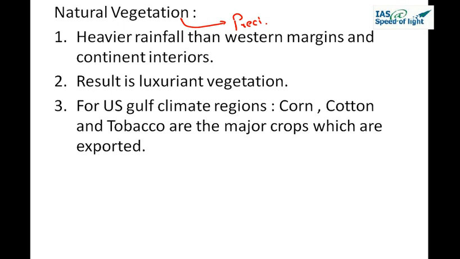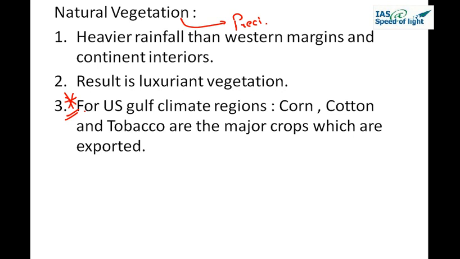So these margins, as we have already seen, they get more rainfall than their counterpart of the western margins, which were facing problems because of the shift of the westerly winds when the sun comes over the Tropic of Cancer. So the result now is a good vegetation, a luxuriant vegetation. So for US Gulf climate regions, corn, cotton and tobacco are the major crops which are exported. So this is another point we can remember. It has never been asked, but still we can remember corn, cotton and tobacco.